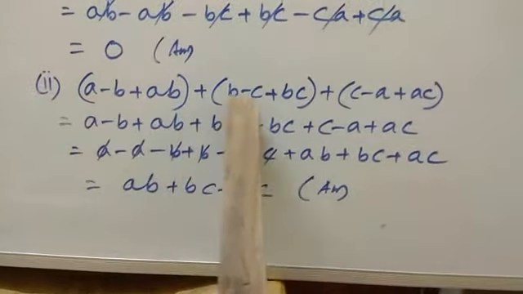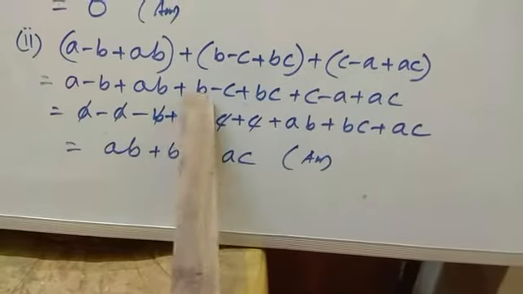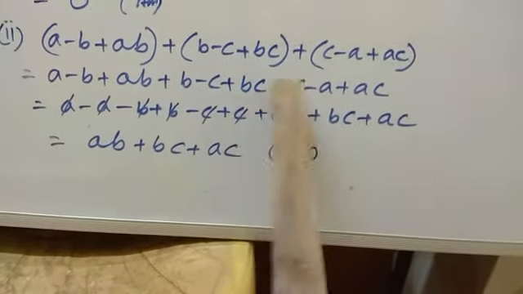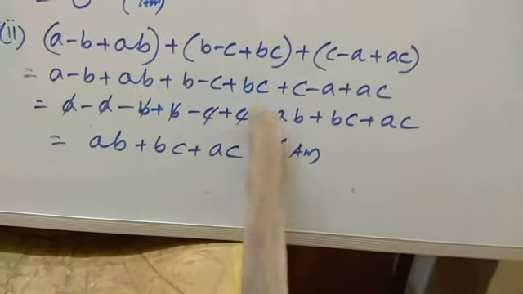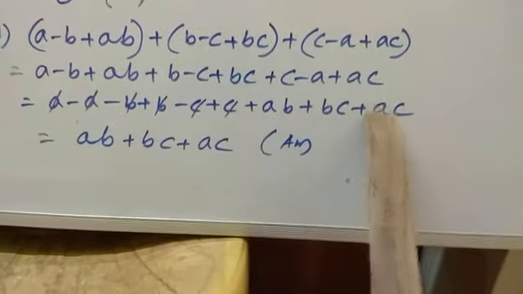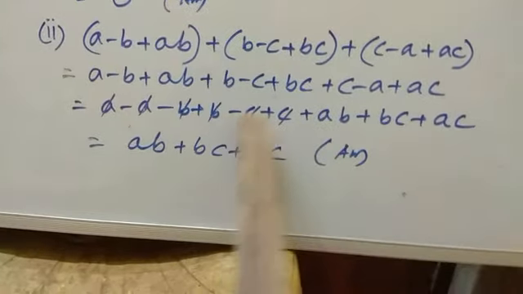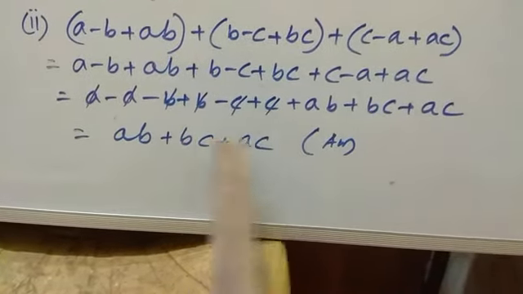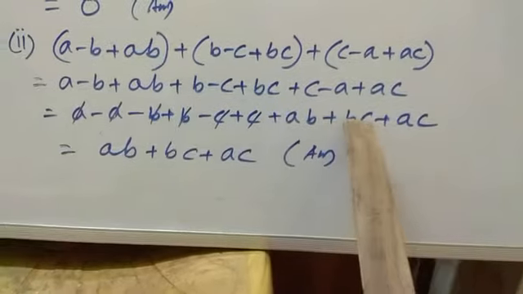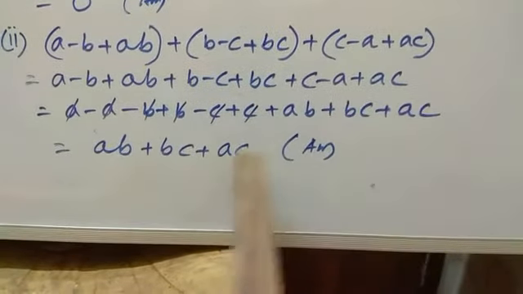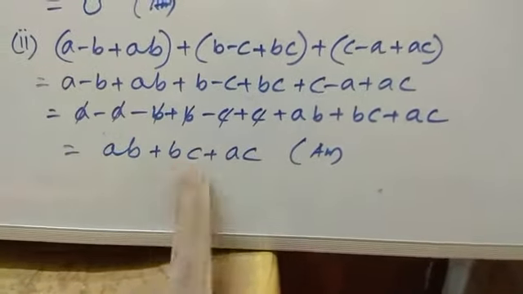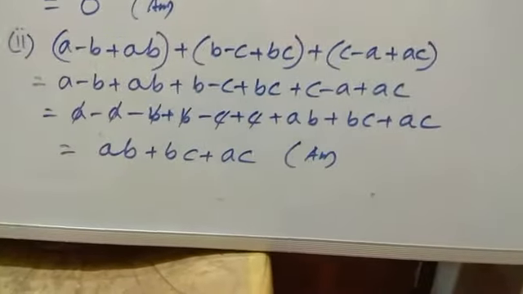Now there is plus A and minus A, minus B plus B, minus C plus C, and AB, BC and AC. So plus A minus A is 0, minus B plus B is 0, minus C plus C is 0. So the remaining terms are AB plus BC plus CA. So this is the sum of these three given expressions.